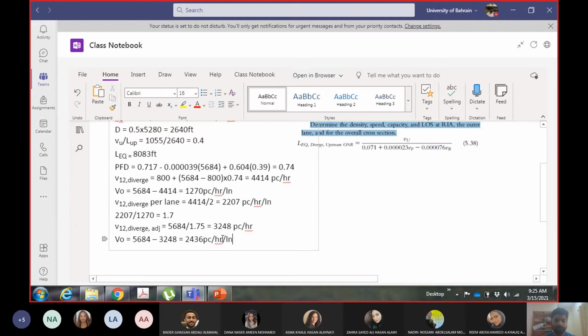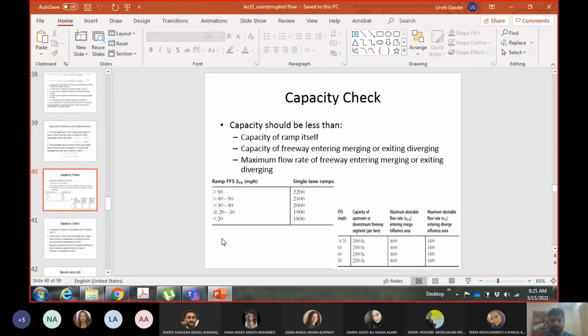Okay. So first of all, you calculated the PFD factor, and you calculated how much volume or flow rate should be there in the adjacent two lanes, and then you applied the conditions. One of the conditions was not fulfilled, so you adjusted the flow rate in the adjacent lanes, and so you fulfilled the other condition as well.